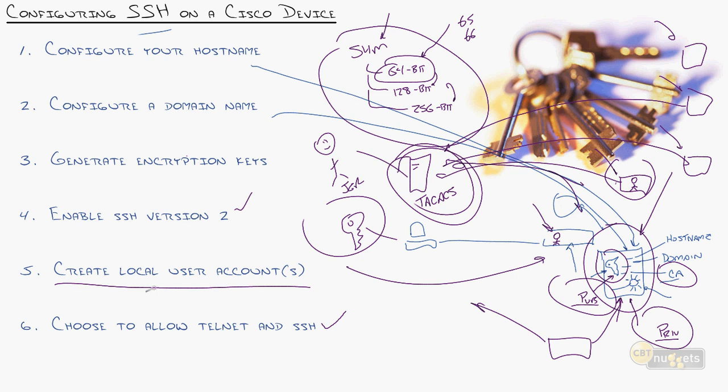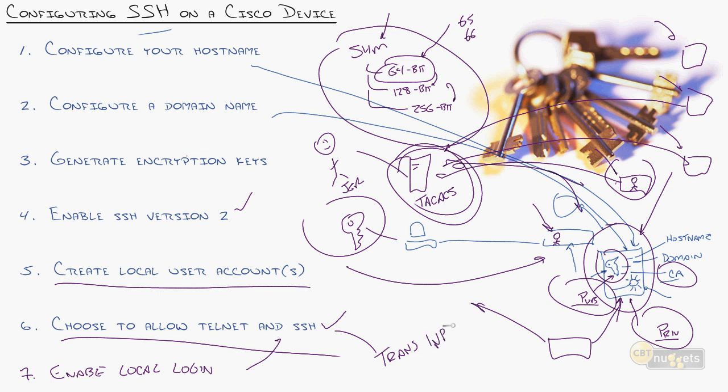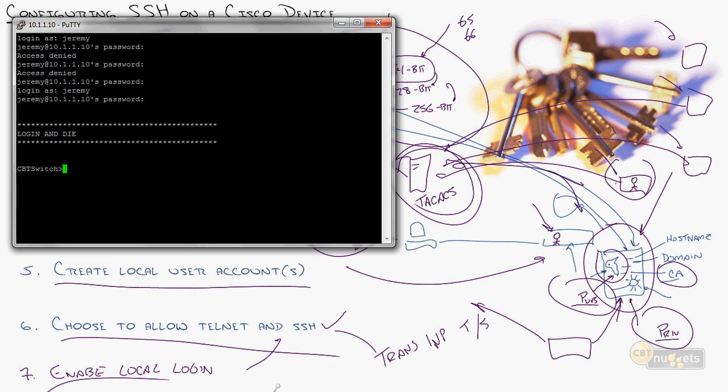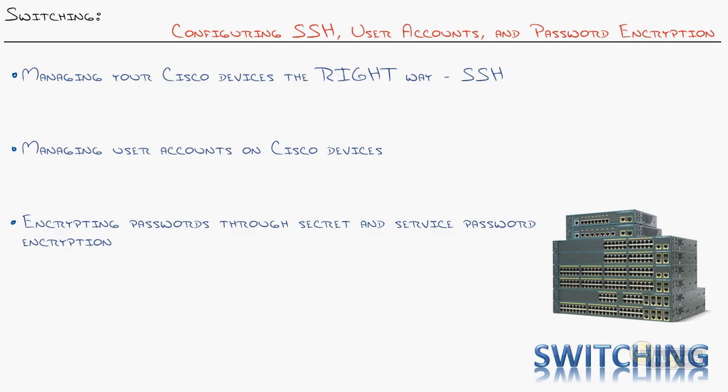So create the user. So choose to allow telnet and SSH. That was the transport input. And then also enable local login. I guess I could just group that under that one statement. So transport input telnet/SSH if we want to do that, and then enable the local login so that it uses the local user database. All right, so there is SSH in all its glory.